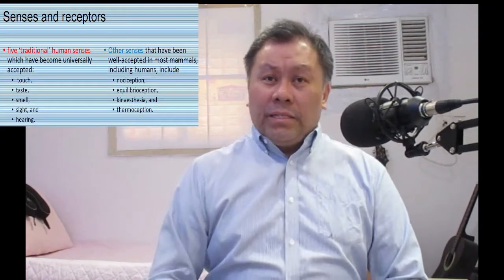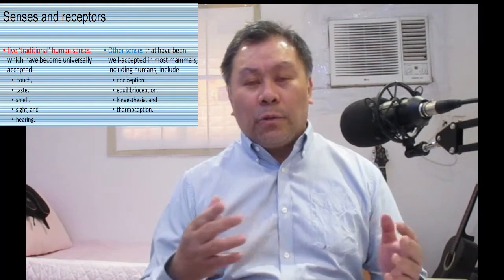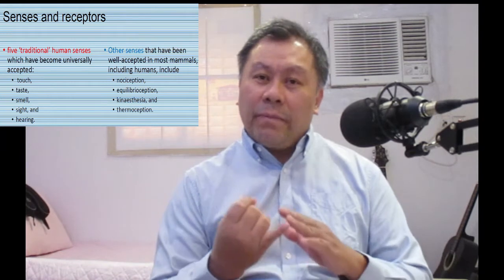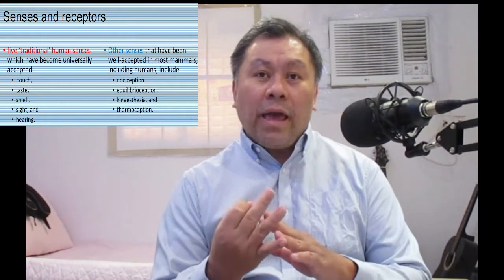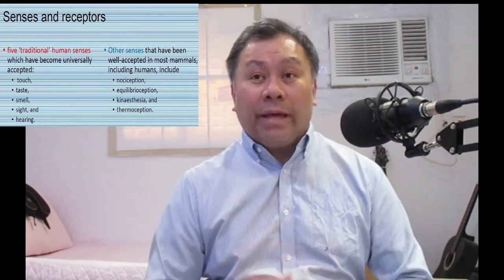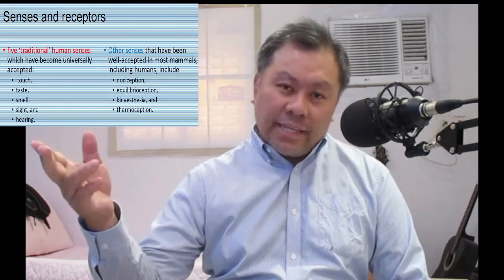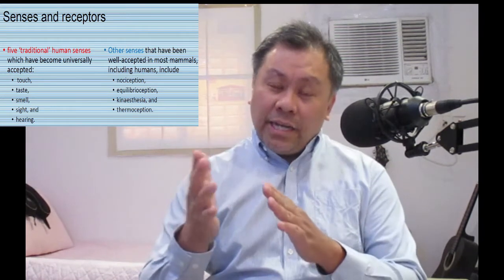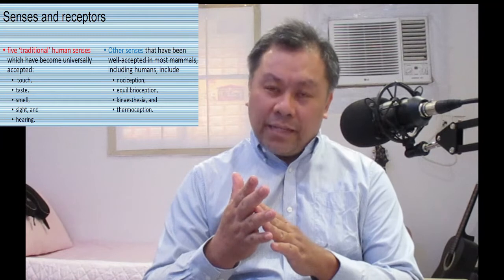Actually, now we have the five basic traditional human senses. That includes the sense of touch, the sense of taste, smell, sight, and hearing. Now we are going to focus on the other senses. These other senses are well accepted in most mammals, including humans, and there are four of them. These are called the other senses.